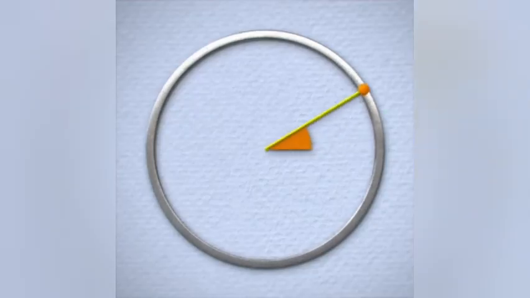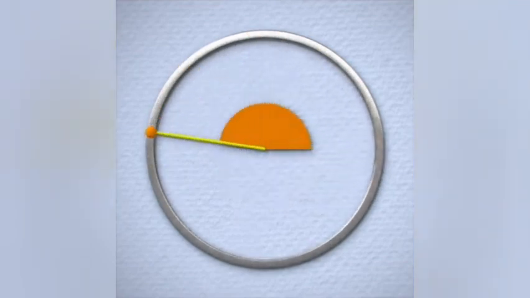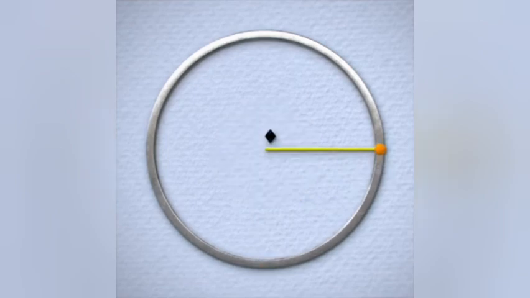Track its position as we rotate the circle around. As the angle of the circle changes, the point moves up and down and back and forth, but its distance from the center of the circle remains the same. It's always one circle radius away from the center.